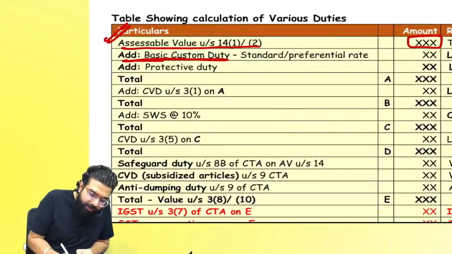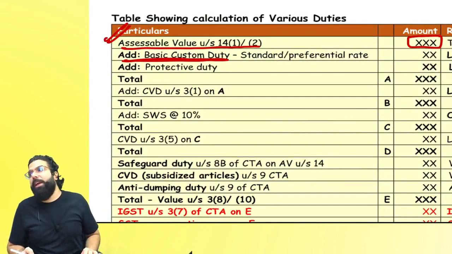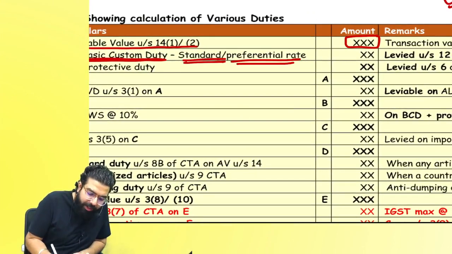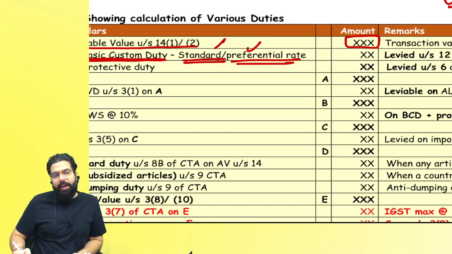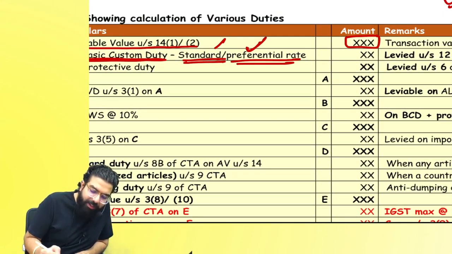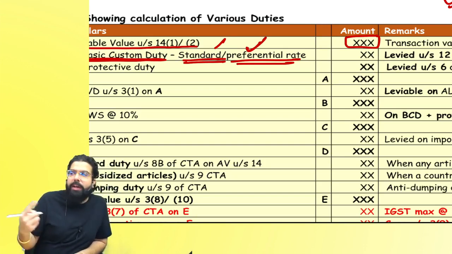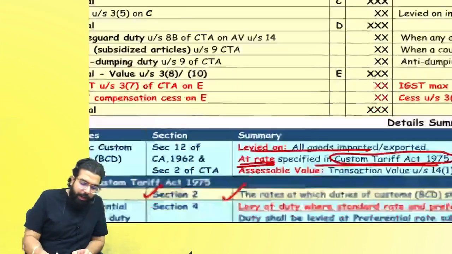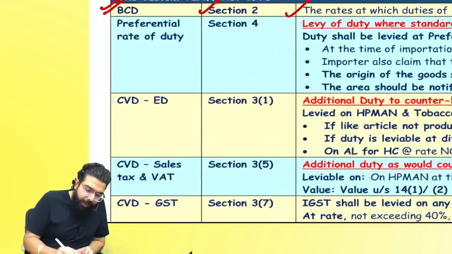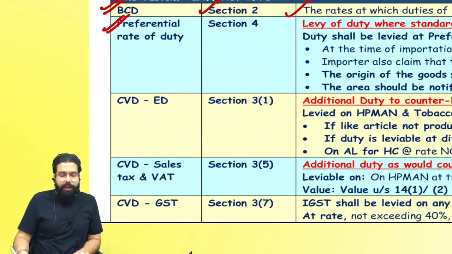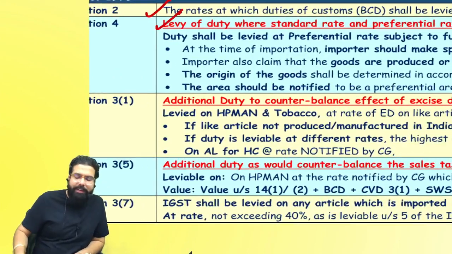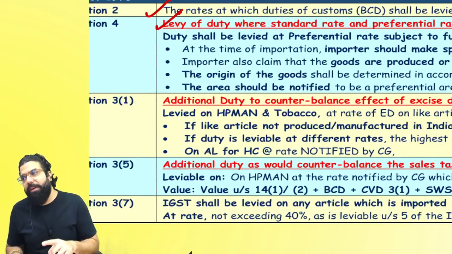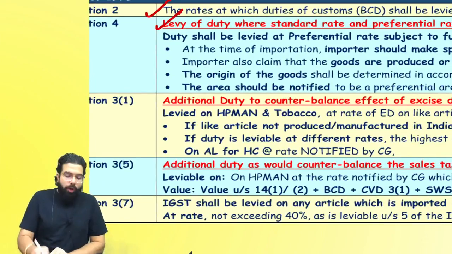Now, when you charge basic custom duty as per the Custom Tariff Act, first schedule, they are telling there will be two types of rates, standard rate or preferential rate. Always remember one thing, if preferential rate is given, then you can claim preferential rate, but for that you have to claim. Section number 4 of the Custom Act says that levy of duty where standard rate and preferential rate both are given, you will be levying at preferential rate, but subject to condition.